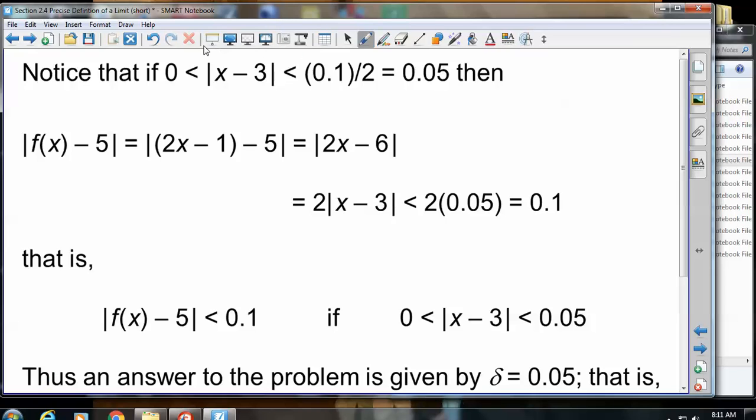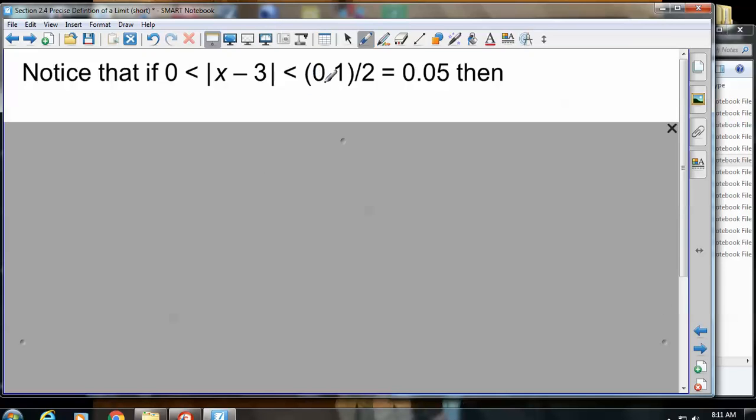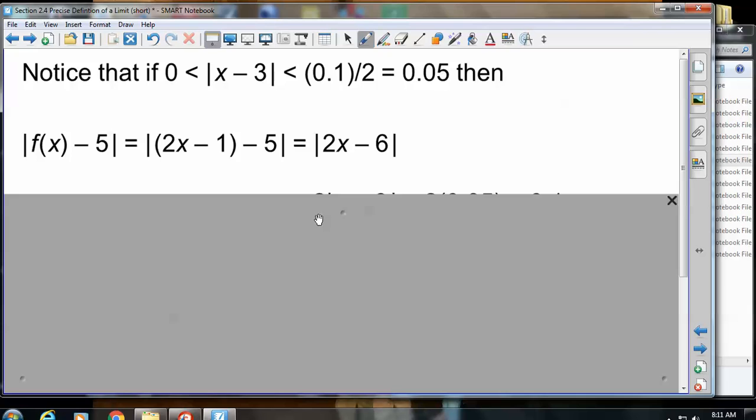Now, we could actually find that. If I did 0.1 divided by 2, I get 0.05. Alright, so if the absolute value of x minus 3 is less than 0.05, and you don't really know where I got that yet, we'll talk more about that part later. Then what happens is my function, which the original was 2x minus 1, so I can plug that in. If I did that distance between f of x and 5, I get this absolute value of 2x minus 6.